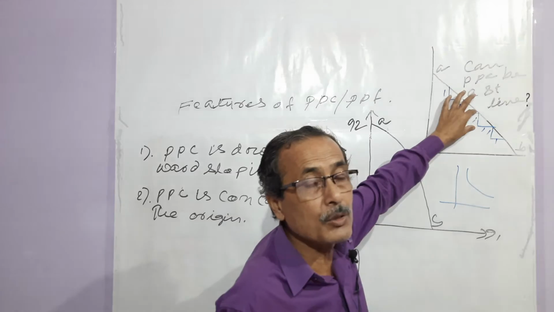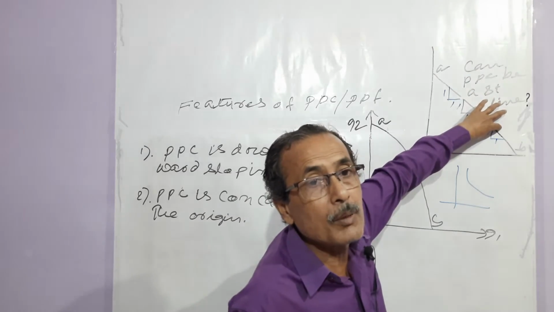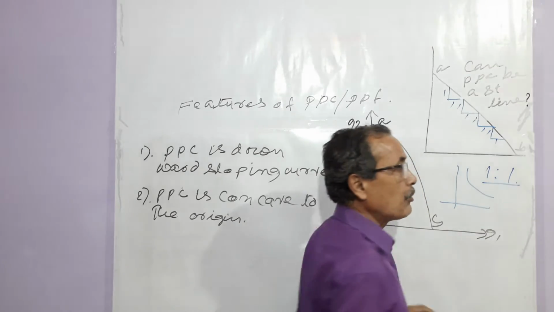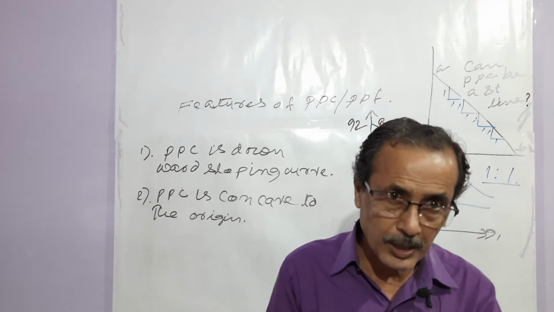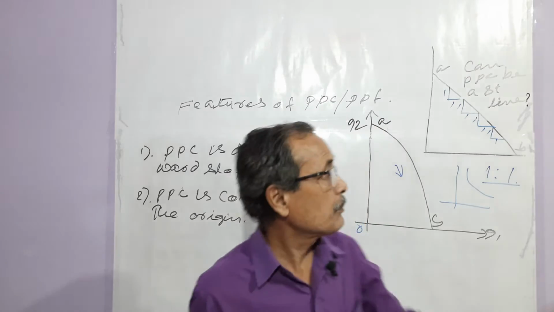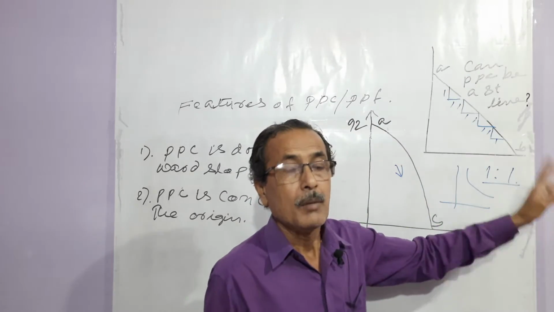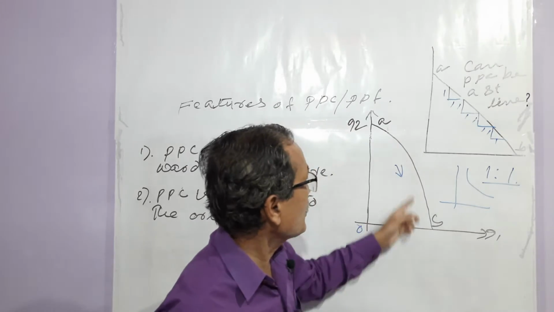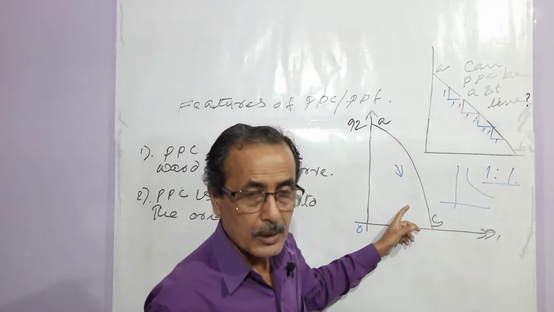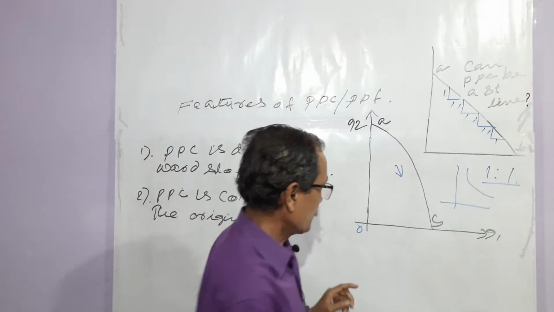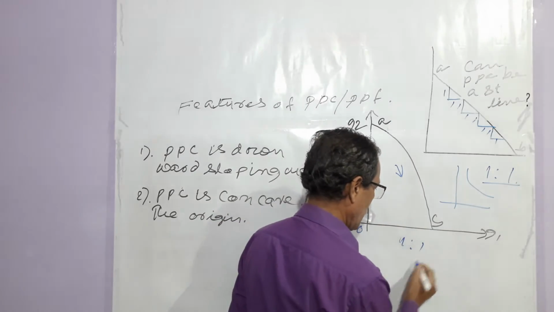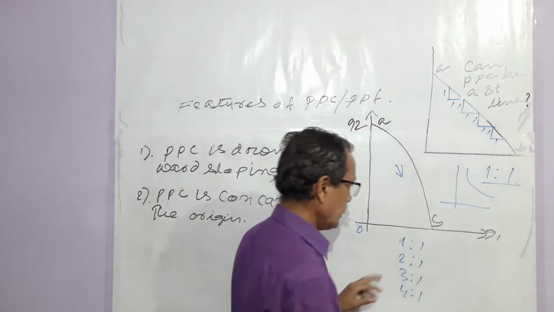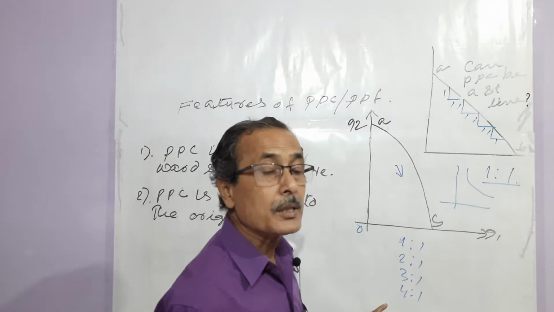Again you sacrifice 1 unit of good 2 to get 1 unit of good 1. That is, here your ratio remains 1:1. When the ratio is 1:1, the curve will be a straight line. But we know PPC is concave to the origin. What does it mean? It means that 1:1, 2:1, 3:1, 4:1. It is increasing. The increasing MRT.